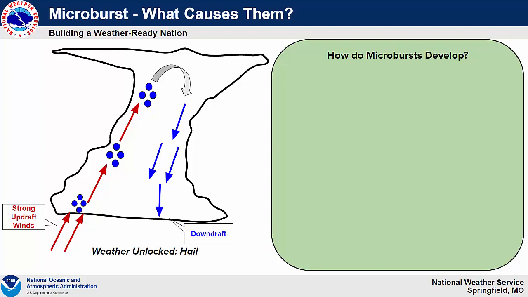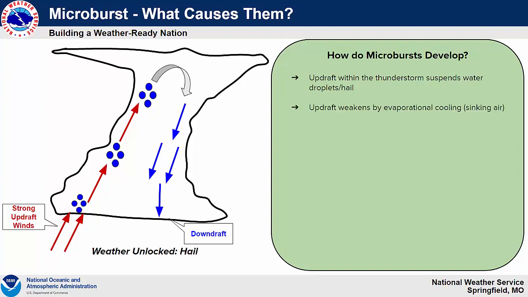If you watched one of the previous Weather Unlocked videos on hail, you've seen a similar diagram to the one on this slide. The red arrows show the updraft within the thunderstorm, lifting and suspending water droplets and hail within the thunderstorm. Depending on how strong that updraft is, those droplets can be pushed all the way up towards the top of the thunderstorm. However, as the updraft begins to weaken by evaporational cooling or sinking air, that updraft won't be able to hold those raindrops and hailstones up in the thunderstorm any longer.